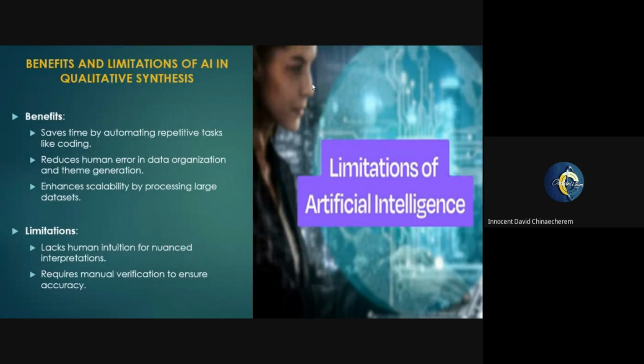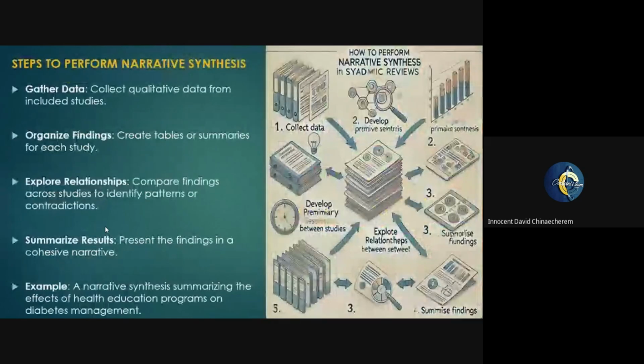And it is very pertinent for us to know that AI has its benefits and also limitations. It saves time in automating, it reduces human error in data organization, and it enhances scalability by processing large data sets. And again, we need to always do what? Cross-check our data appropriately, because sometimes it requires manual verification to get things started.